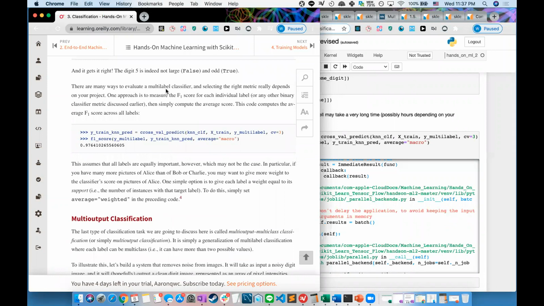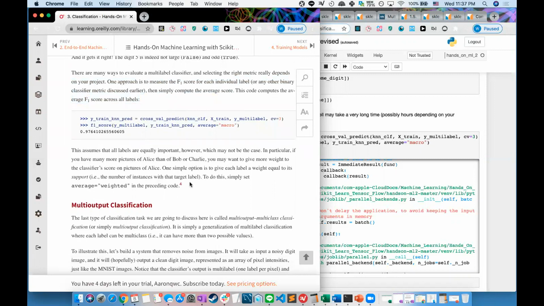Okay, there are many ways to evaluate a multi-label classifier, and selecting the right metric really depends on your project. One approach is to use the F1 score for each individual label, or any other binary classifier metric discussed earlier, then simply compute the average score. This code computes the average F1 score across all labels. So you basically just do an average operation among the F1 scores you get.